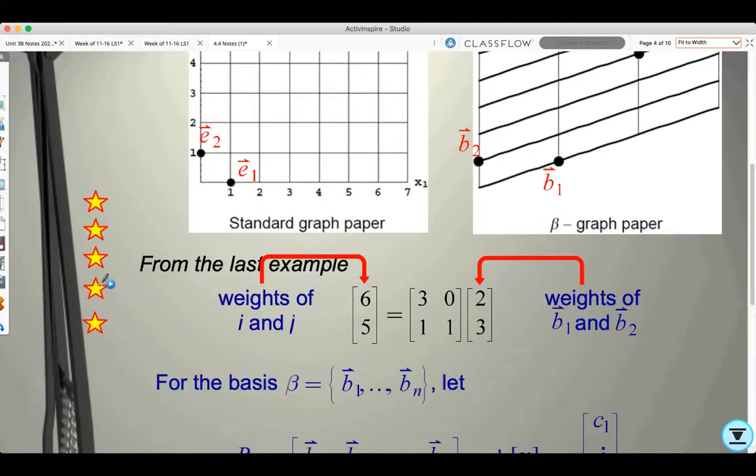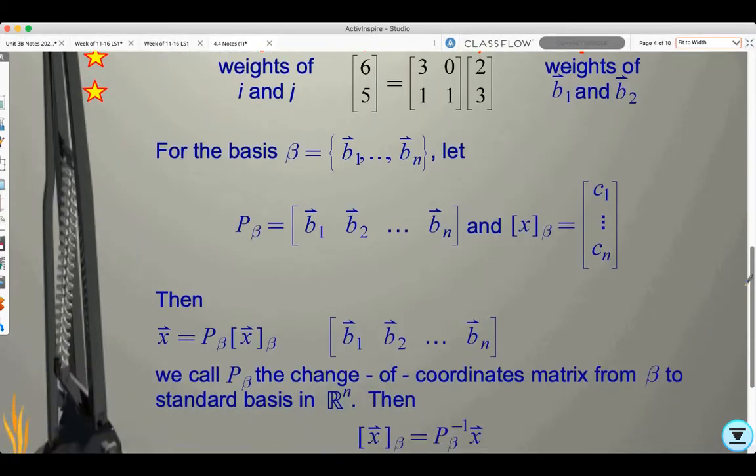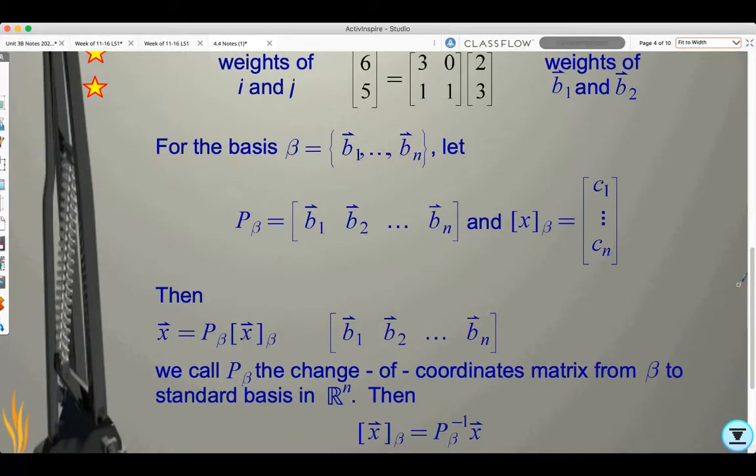For the basis B, we let P of B be B1, B2 to Bn, and our B coordinate vector of x be C1 to Cn. Then x would be PB times the B coordinate vector of x, and we call PB the change of coordinates matrix from B to the standard basis in Rn.